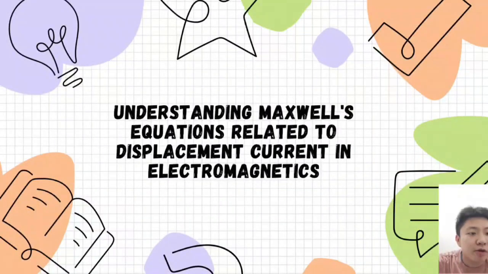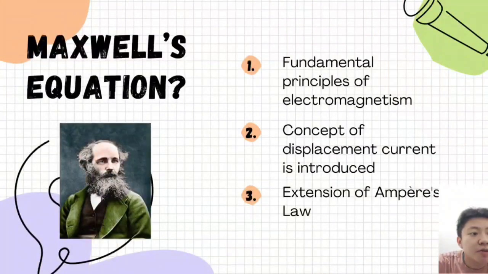In the next part, we are going to learn and understand Maxwell's equation related to displacement current in electromagnetics. Maxwell's equations stand as the cornerstone of electromagnetism, encapsulating its fundamental principles. Within these equations lies a critical concept called displacement current. Introduced by James Clerk Maxwell to extend Ampere's law, displacement current serves to fortify the consistency of Maxwell's equations, particularly in accommodating changing electric fields within a region.